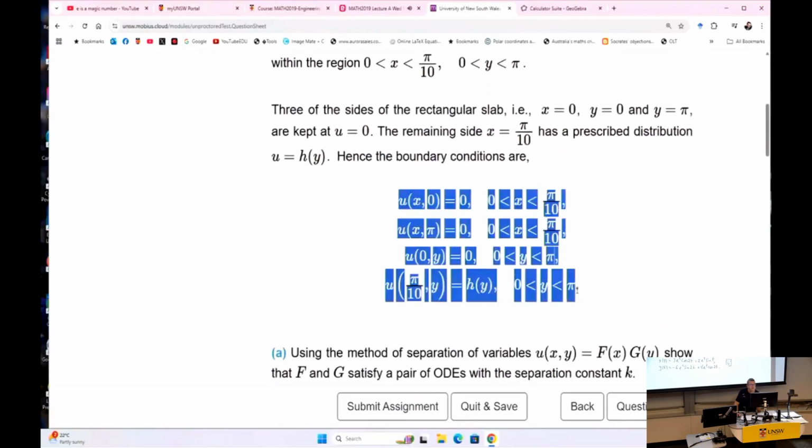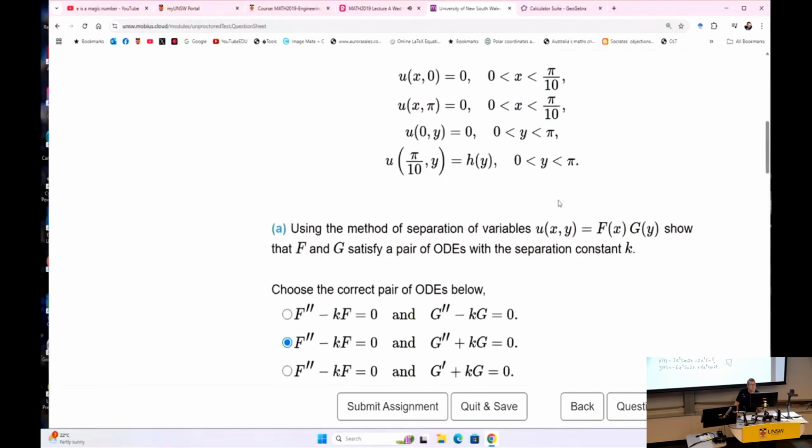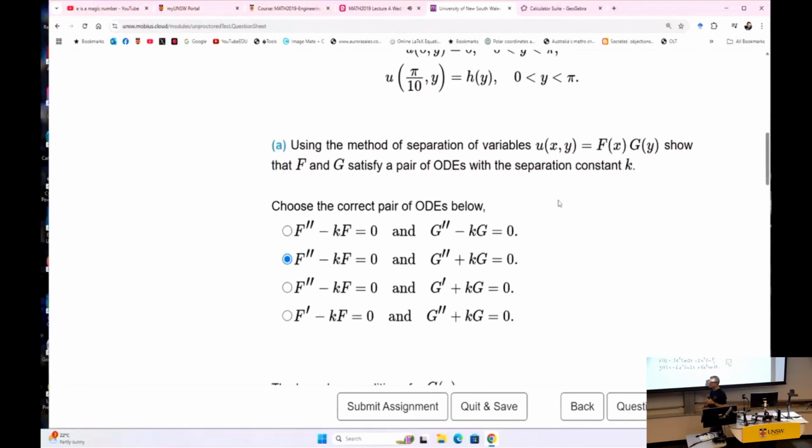Okay? So there's a list of boundary conditions, and then you're asked to use the method of separation of variables. Now, we've done the heat equation and we've done the wave equation with separation of variables. The method doesn't change. It's just that this problem has a positive sign, whereas the wave equation has a negative sign. So you just need to keep track of these small little changes. Let me show you how you can solve this kind of problem.